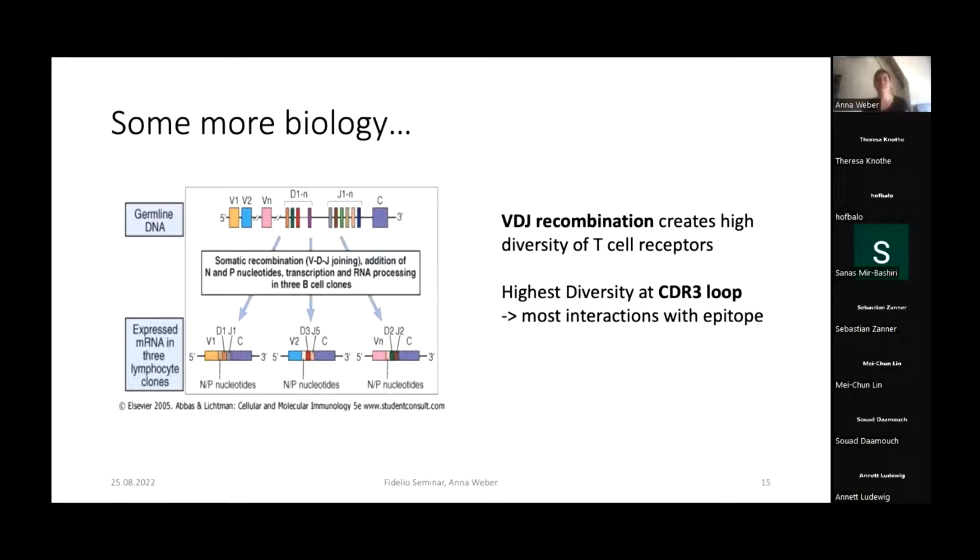And then there's this diversity region in the middle, the CDR3 loop. Basically, if we want to characterize a receptor, there are three things that we want to know: what's the V and J region like, and what does the CDR3 loop look like? And that's going to tell us a lot, hopefully, about the specificity of the receptor.